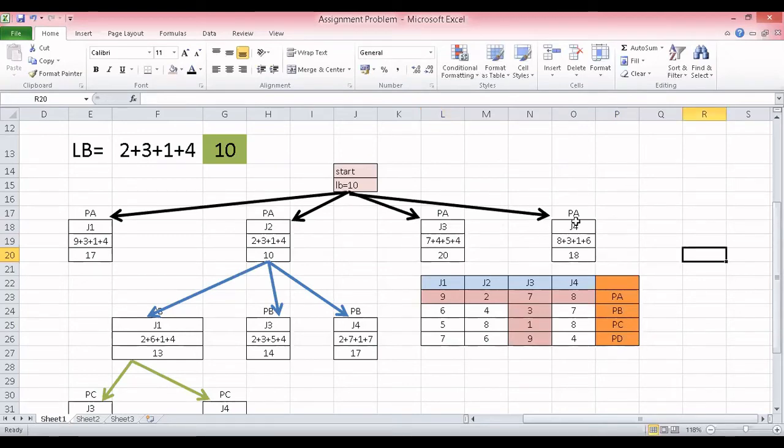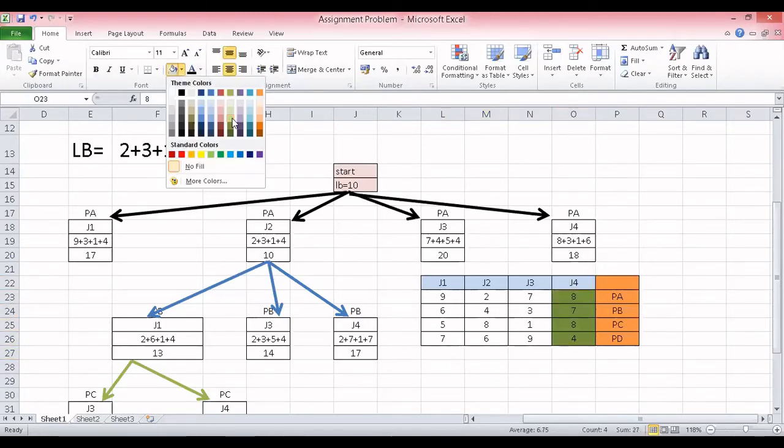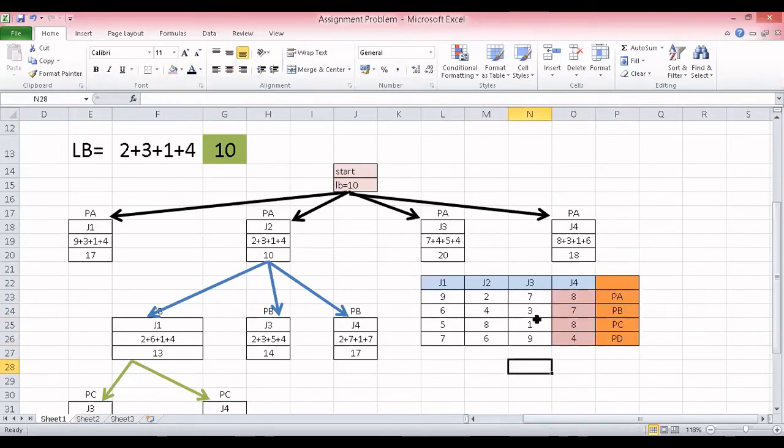In the same way, when person A is assigned job 4, I will highlight the job 4 column with a color, and the person I have selected is the first person only. The intersecting row and column value is 8. So I take the value 8 plus 3, the minimum value for person B, plus 1, the minimum value for person C.